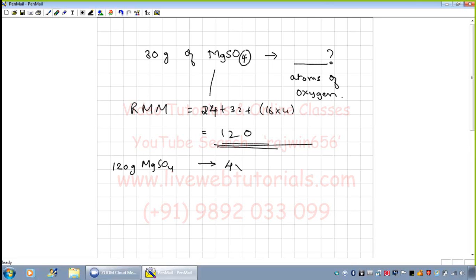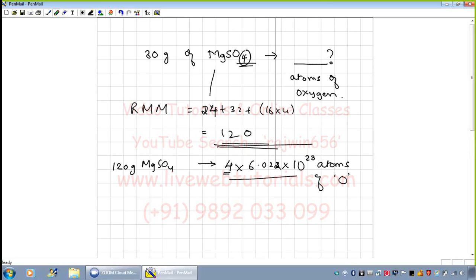So it will be 4 multiplied by 6.022 into 10 raised to 23 atoms of oxygen. Correct? Why did I multiply this by 4? Because in one molecule of MgSO4 there are 4 atoms of O. Okay, so this is going to become this much.